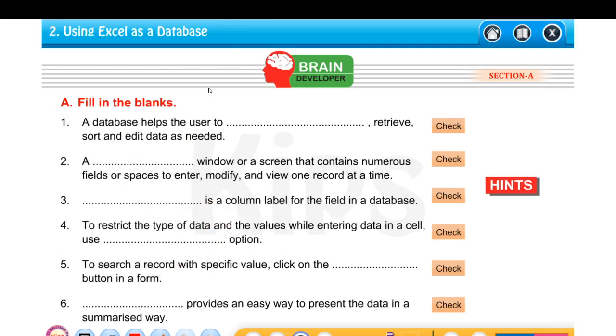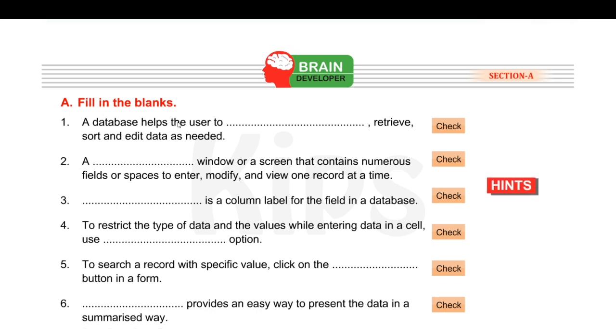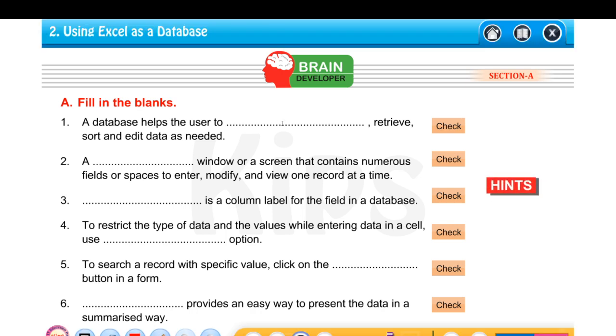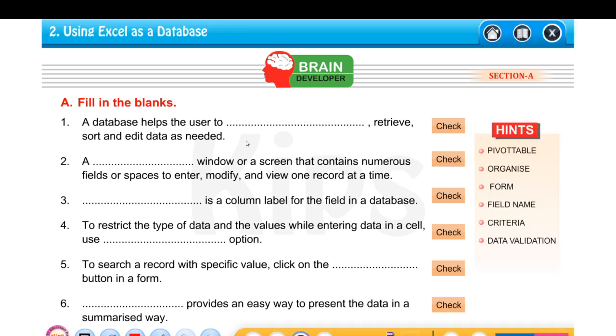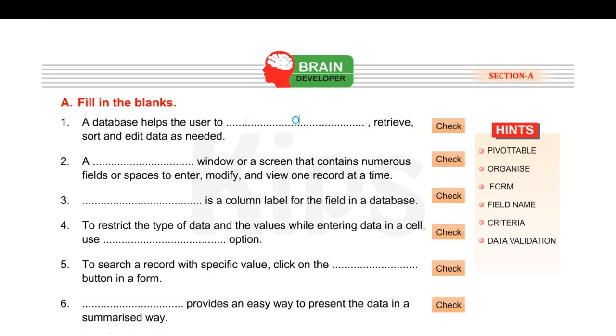Children, before going further, let's do the revision in the form of fill in the blanks and true or false, which is there in your book. I hope these things are ready with you. A database helps the user to dash, retrieve, sort, edit the data as needed. So what will come here? If you have learned the definition of a database, then definitely you are able to write the answer. Let's see the hint. A database helps the user to organize. So we will write organize.